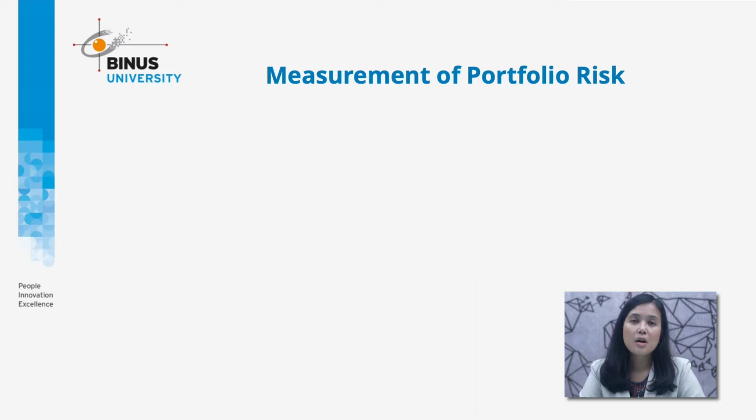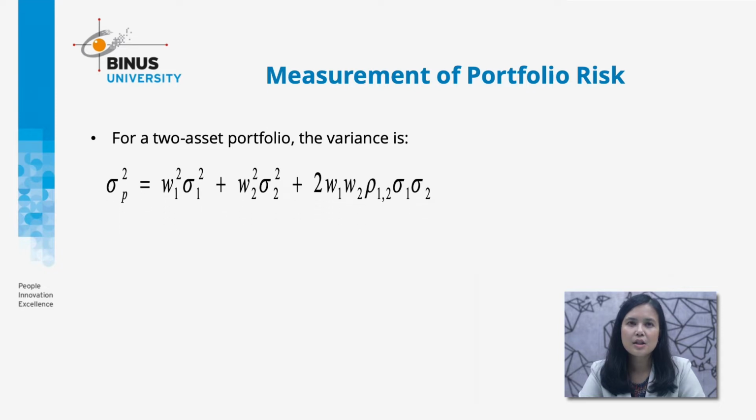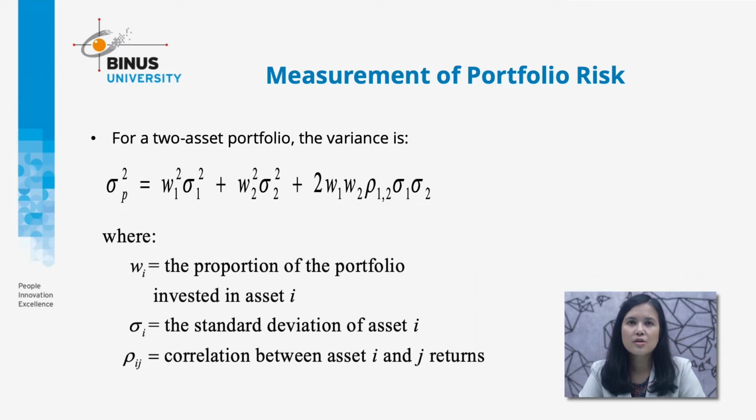Next, measurements of portfolio risk. Portfolio variance is a statistical value that assesses the degree of dispersion of the returns of a portfolio. It is an important concept in modern investment theory. The theory is that portfolio variance can be reduced by selecting securities with low or negative correlations.